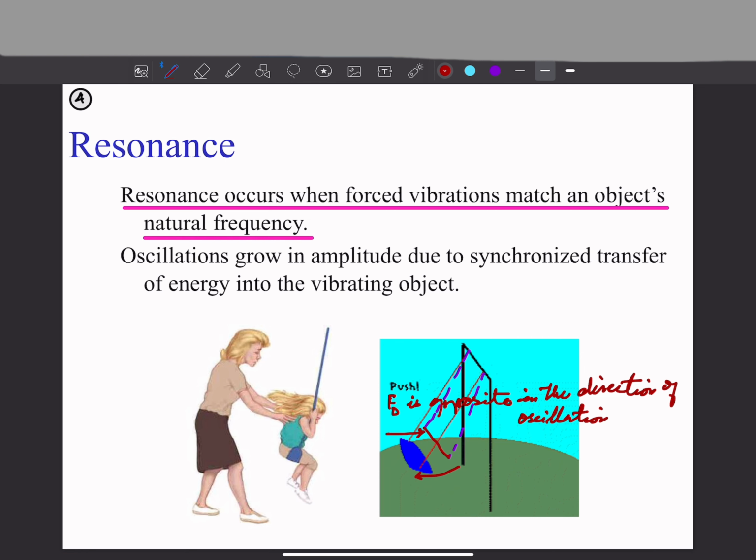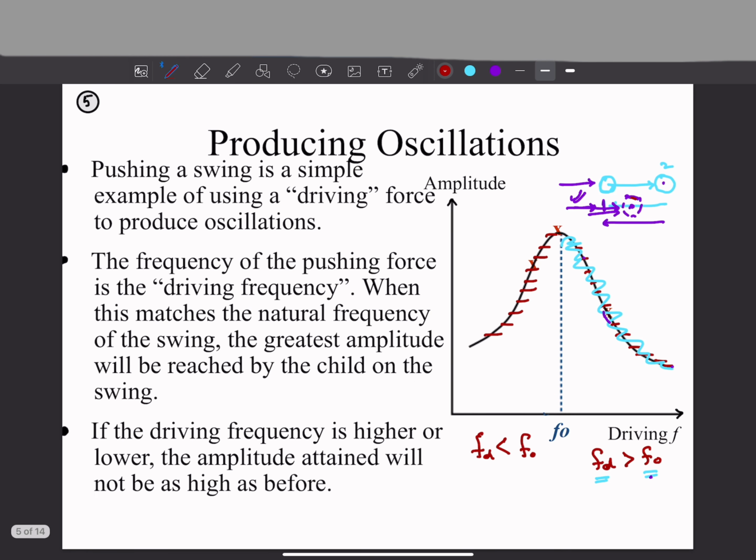As I said before, that you are somewhere here, and the driving force is somewhere here. So they are just opposite to each other, and because of this, the system, which is the ball or the bob, will have a force opposite to its motion. The ball has to work against the driving force. So the system will lose energy, and ultimately there will be a decrease in the oscillation.